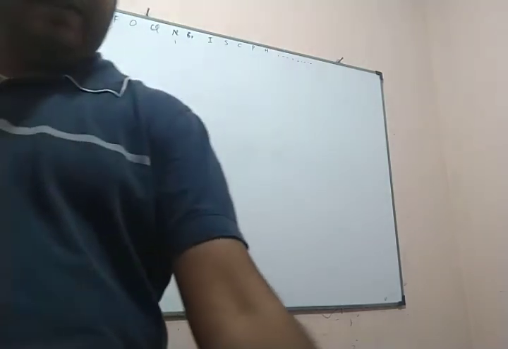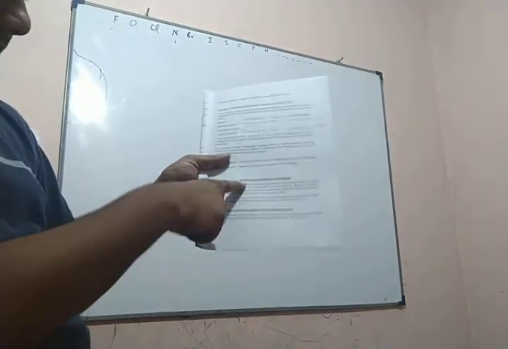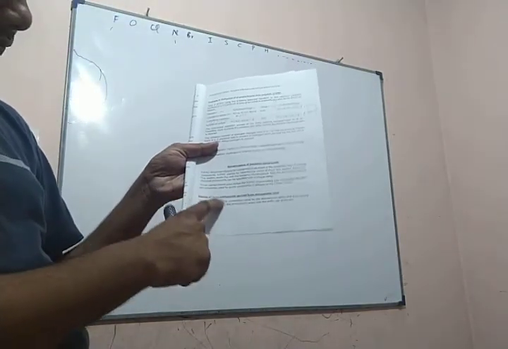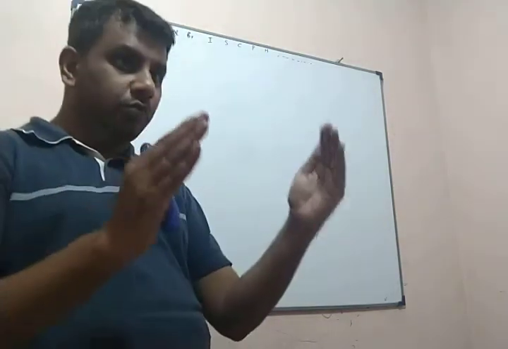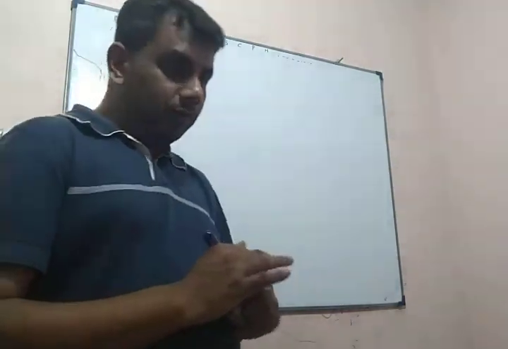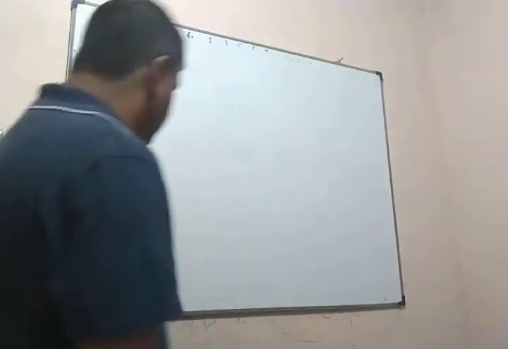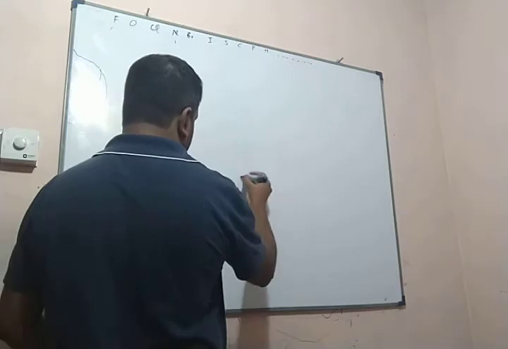So first we study names of ionic compounds derived from monoatomic ions. Monoatomic ions. Normally a compound is composed of two portions. One is the positive portion, the other the negative portion. For example, in NaCl.